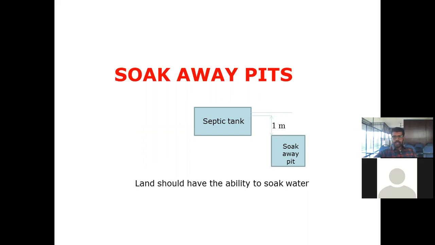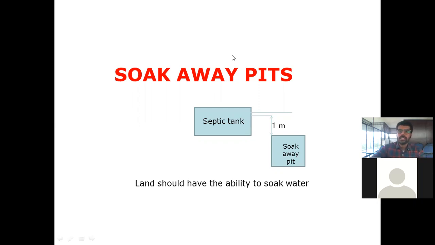Okay, so after the septic tank there's a soak away pit, and the land should have the ability to soak the water. The soil should have the ability to absorb the water that is coming into that particular pit.